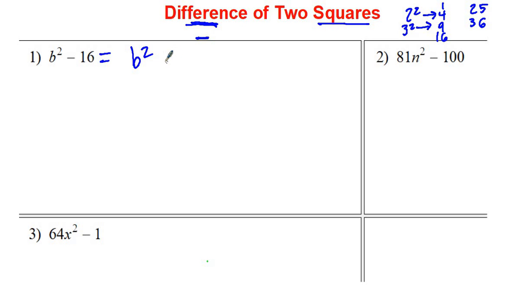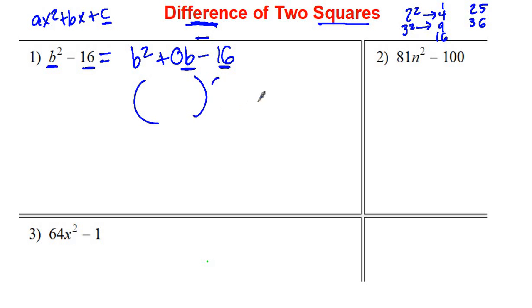Another way of writing this would be a strange way to write it, but you could say that that's the same as b squared plus 0b minus 16. What you might notice about this is if we were to write it in standard form, there's a squared term right here, and there's this last number, the c number, but there is no middle term, there's no b. So if there's no b, we can just say there's 0b. So what we're really looking for is numbers that multiply to negative 16, and if they multiply to a negative, one would be positive, one would be negative, and then add to 0.